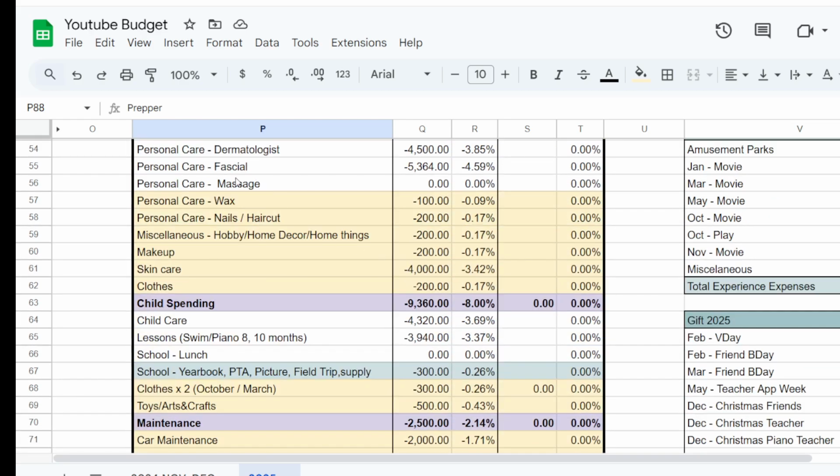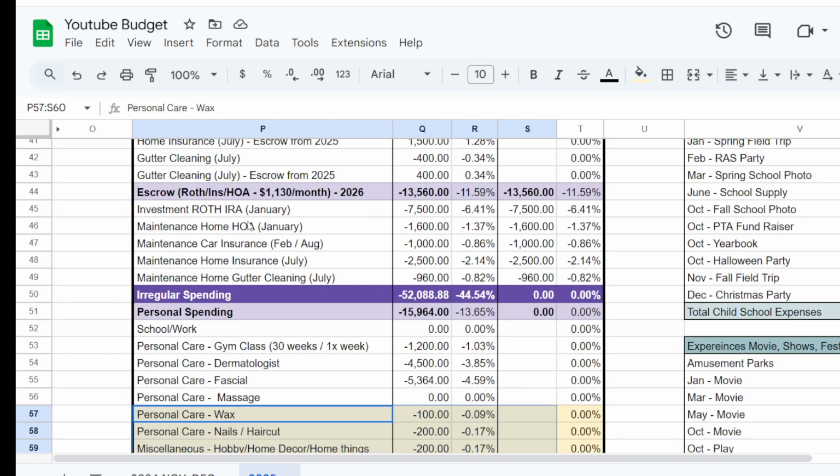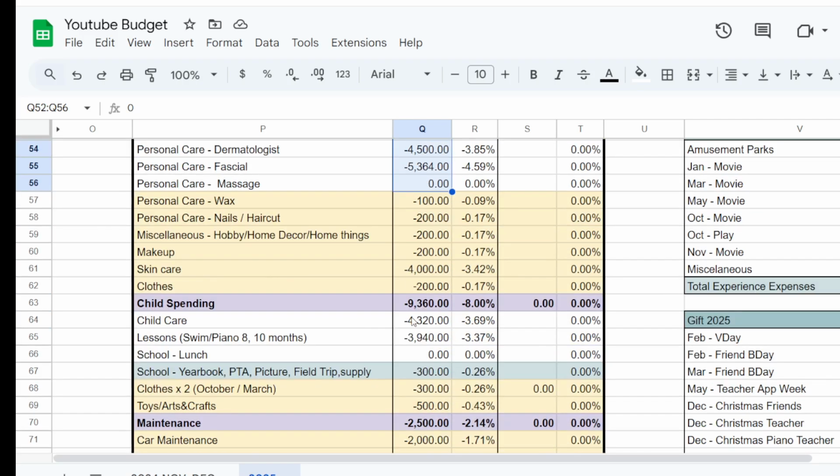So if you're wondering why I highlighted these in yellow and some in green, it's because the yellows, everything else, are set expenses that I most likely wouldn't overspend in those categories.